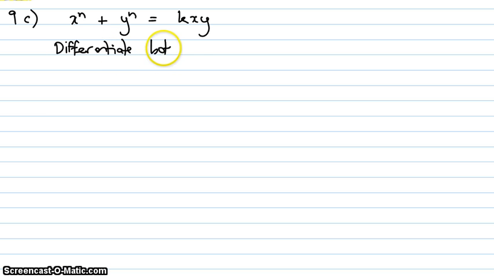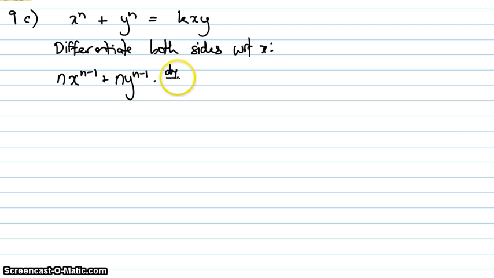This time we've got x to the power of n plus y to the power of n is equal to kxy. We're told n and k are both constants. So again, we still need to find out what is dy by dx. So we're going to differentiate both sides with respect to x. What does that give us? So differentiating x to the power of n, power comes down the front, decrease the power by 1. Same thing with y, power comes down the front, decrease the power by 1, multiplied by the derivative of the inside with the chain rule. So dy by dx appears out the side.